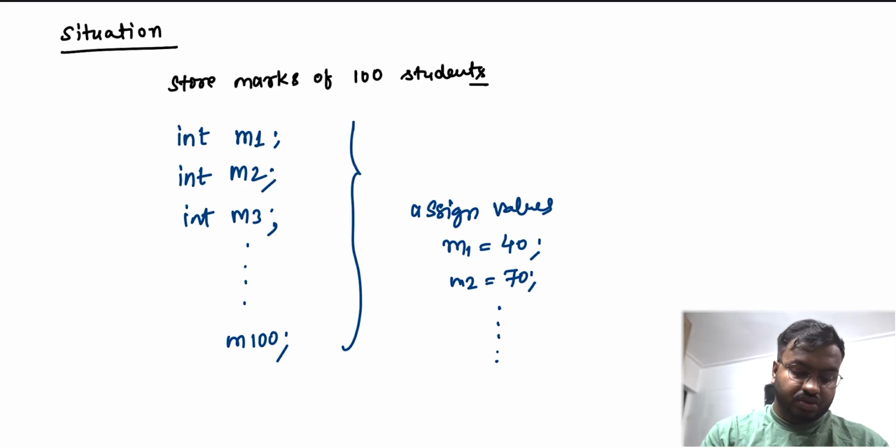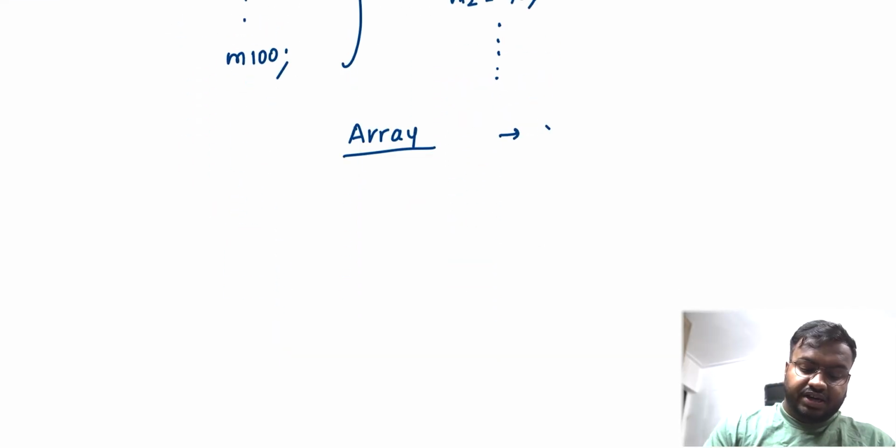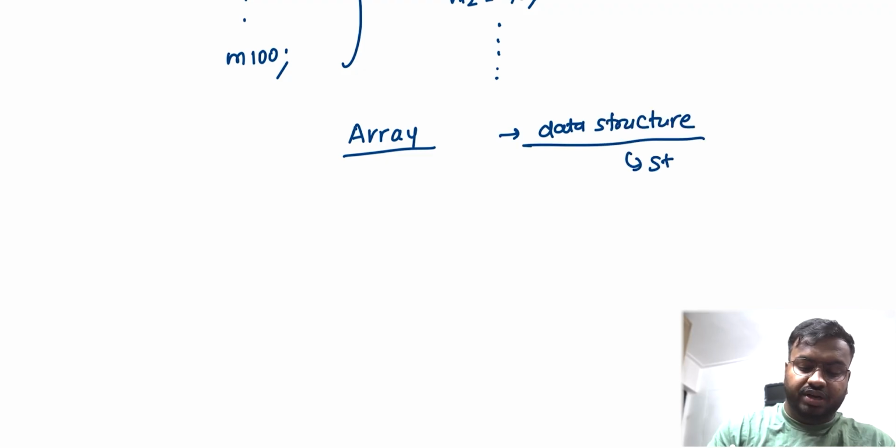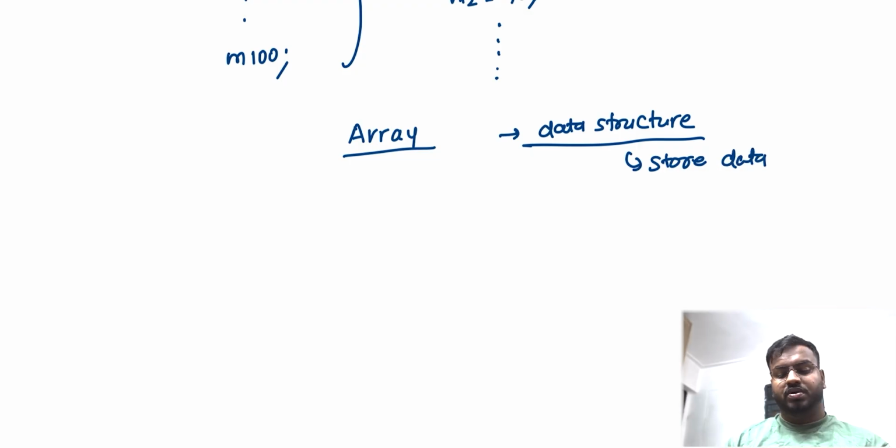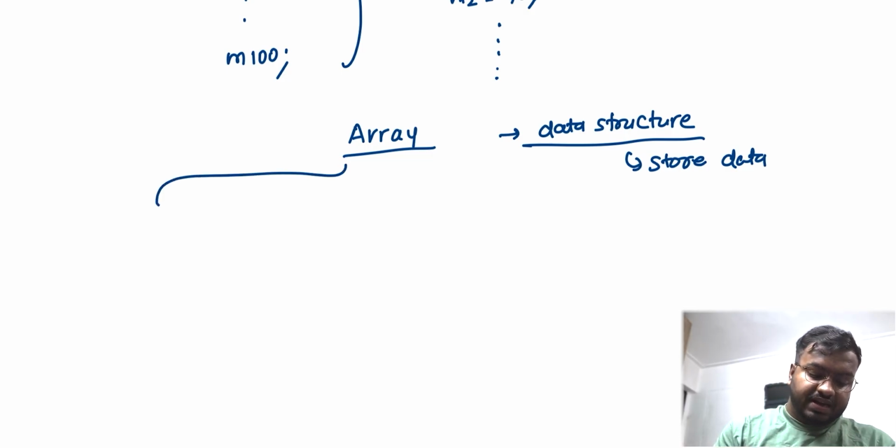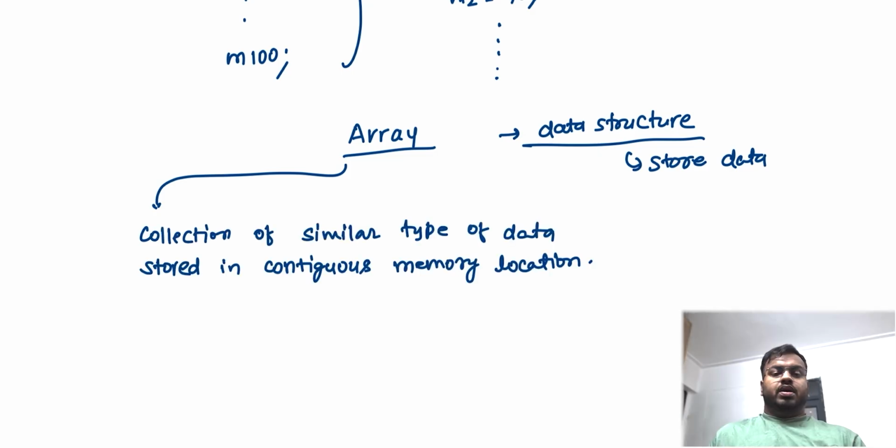So now let's introduce arrays. An array is a data structure, and data structures are used to store data. Don't worry, we will discuss data structures in great detail. So what is an array? An array is a collection of similar type of data. Arrays are a collection of similar type of data stored in a contiguous memory location.